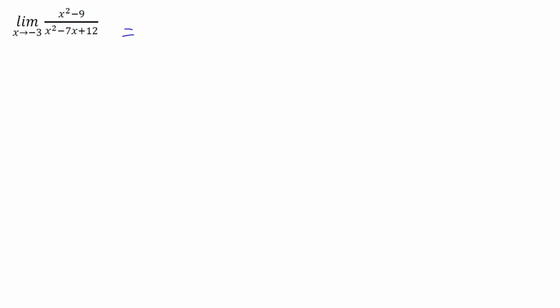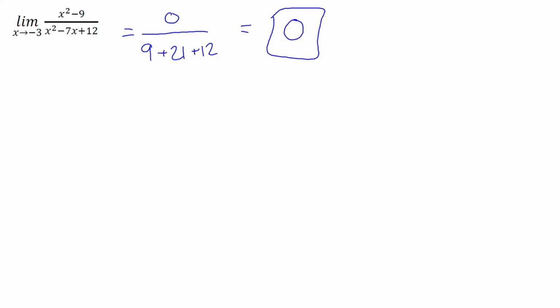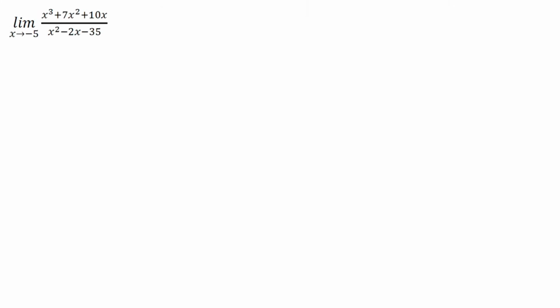So negative 3 squared is 9, and 9 minus 9 is 0. In the denominator, we get 9 plus 21 plus 12. Well, 9 plus 21 plus 12 is certainly not 0, right? I mean, that's 42. So 0 divided by 42 is just going to be 0. And if you try to go right to using L'Hopital's rule here, you're going to get a very wrong answer to this problem. So don't use L'Hopital's rule unless you are confirming that it's 0 over 0 or infinity over infinity.